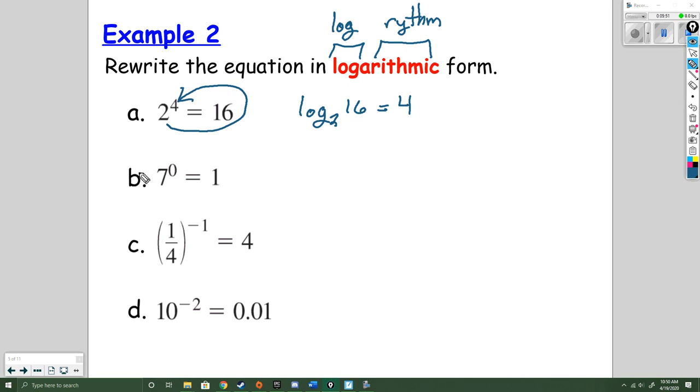All right, if we scroll down to b, once again, we could swirl it.